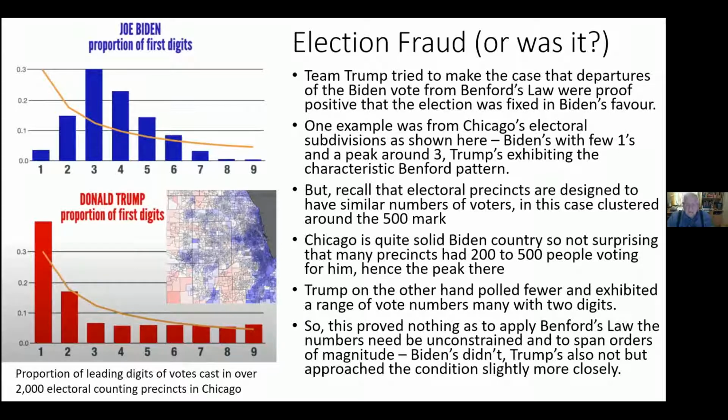But this was shown to be nonsense, because you have to remember that electoral precincts are designed to have somewhat similar numbers of voters. We don't want some precincts having vastly different numbers, and we have the same here with constituency populations.